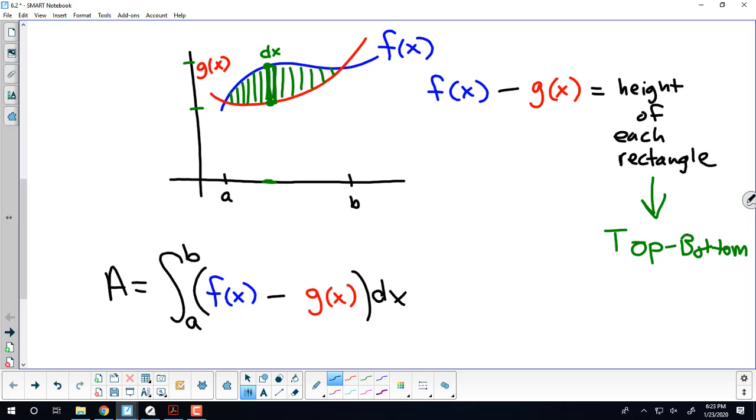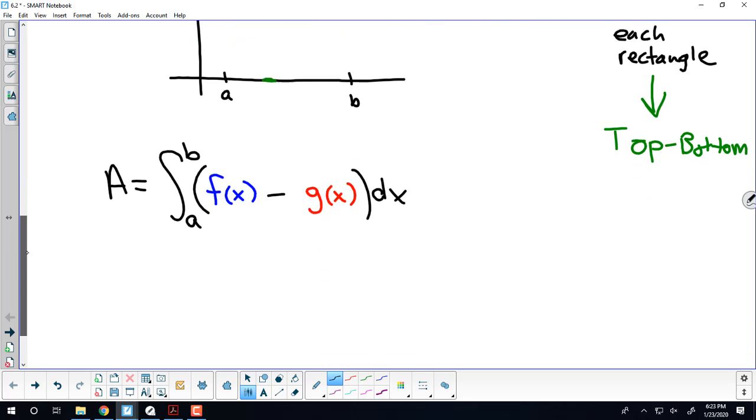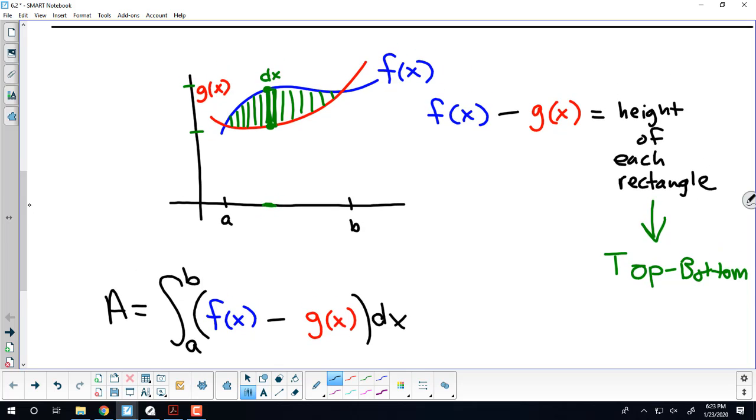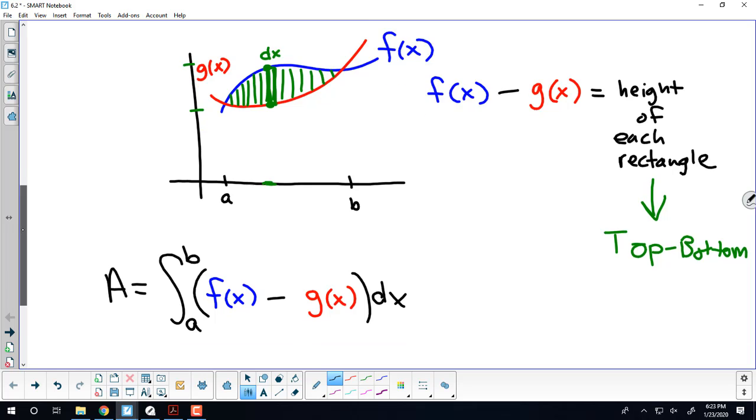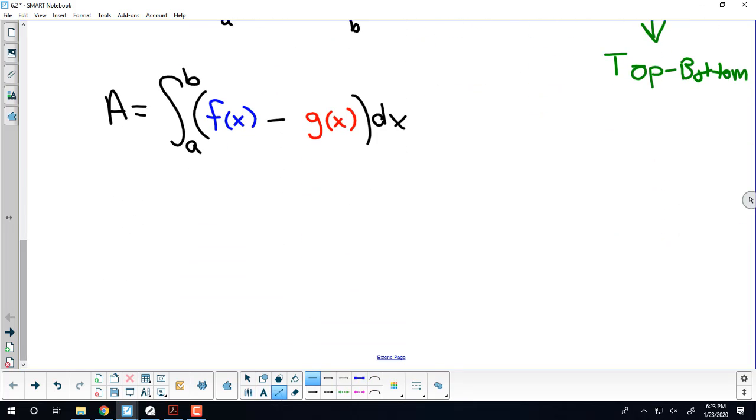So you could look at this as the more generic Riemann sum. What we started off with was the very specific Riemann sum, where this function g of x was always 0. So if we can look at it this way, we can tilt our heads 90 degrees and look at it another way. And it works exactly the same.